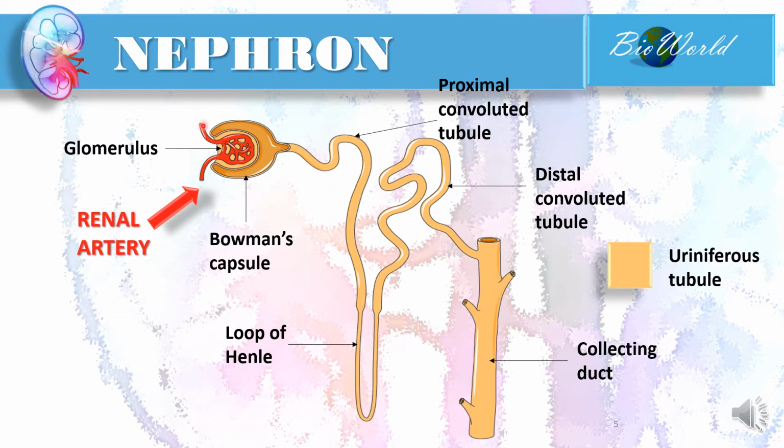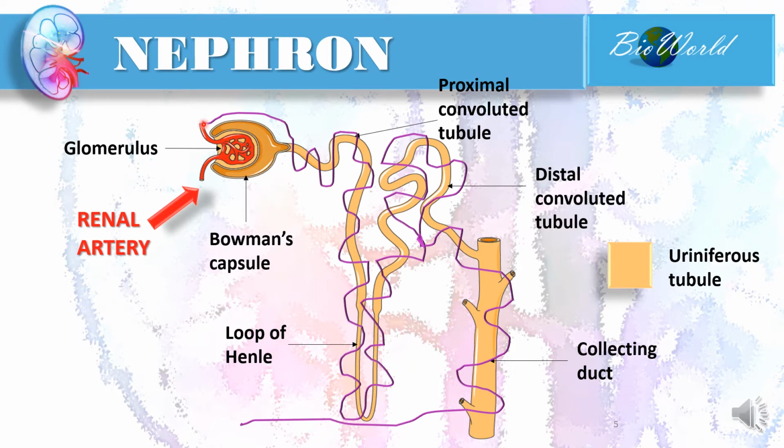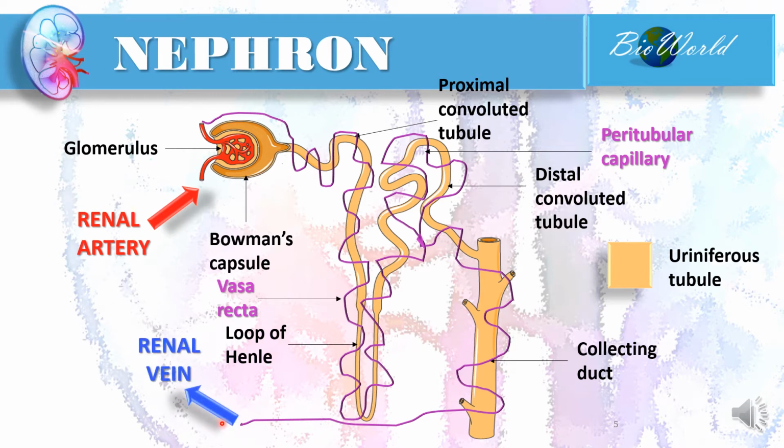The glomerulus also extends to form a network of blood capillaries, where the blood capillary that encircles the proximal convoluted tubule and the distal convoluted tubule is called the peritubular capillary, whereas the blood capillaries that are surrounding the loop of Henle are called vasa recta. Eventually, the blood capillary will join the renal vein.